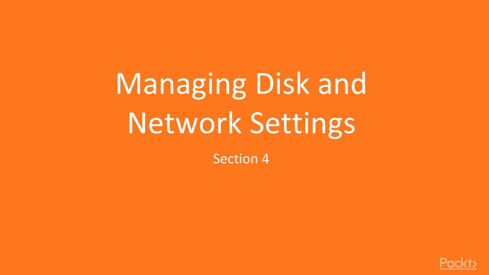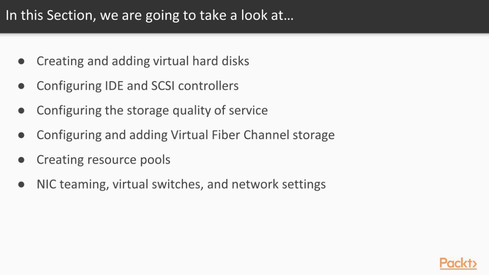In the previous section, we saw how to create and upgrade physical and virtual servers. In this video, we will see managing disk and network settings. In this section, we are going to take a look at creating and adding virtual hard disks, configuring IDE and SCSI controllers, configuring the storage quality of service, configuring and adding virtual fiber channel storage, creating resource pools, and finally we will see NIC teaming, virtual switches, and network settings.